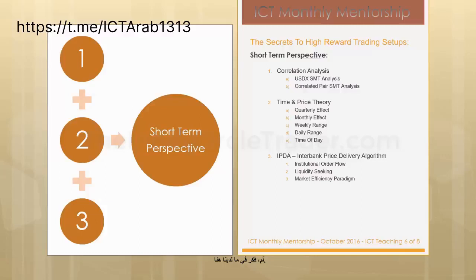Think about what we have here. We have to have 7 things in agreement to make a high reward trade scenario. For a high reward trading setup, it has to be 4 things in agreement. That means you have to have 2 things in agreement from the big picture perspective. You have to have 2 things in agreement with the intermediate term perspective. Then you have to have all 3 that's listed here. You have to have 1 from each one of these 3 to come in agreement with all 3 perspectives, the big picture, the intermediate term perspective, and the short term perspective.